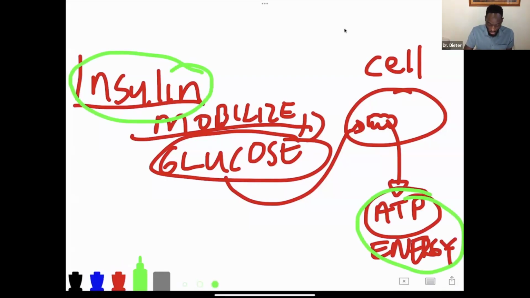So that's the job of insulin. ATP is the energy molecule. Every cell in the body requires energy to function. Every cell makes tissues, tissues make organs, organs make systems. Every cell requires energy to function.